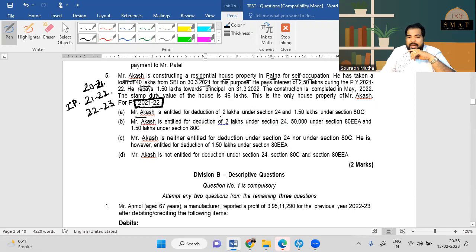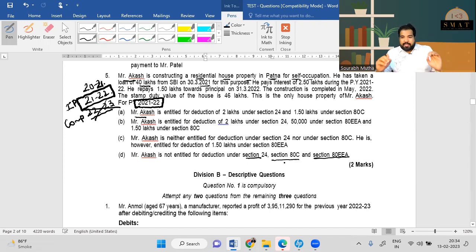Mr. Akash is entitled to a deduction of 2 lakh. It is a very, very nice question. Although you might be wondering how much deduction, remember your deductions will only start once your house is completed. They are not talking about the year in which the house is completed, they are talking about this year where your house is under construction. So this year you're not eligible for section 24 also, for 80EA also, and for principal under 80C also.